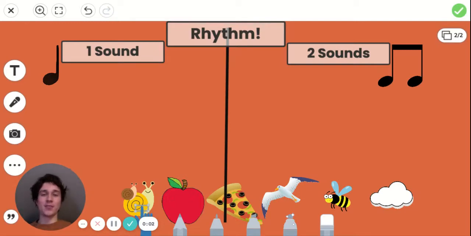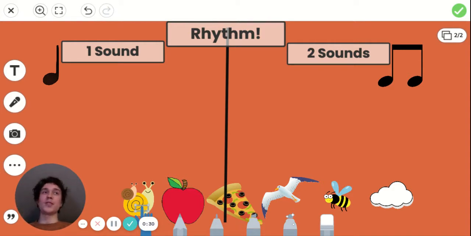And musicians. So you should have just watched the Clap It Out video and talked about that, which talked a little bit about syllables, which are just the number of sounds in a word. So alligator has four sounds. Alligator. So it has four syllables.